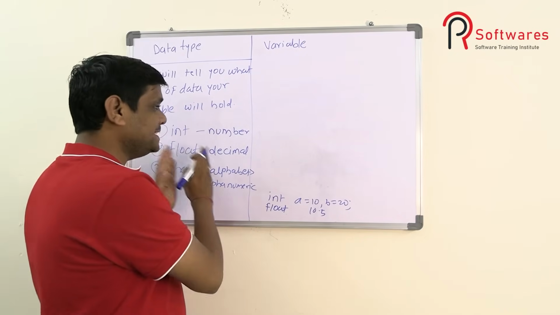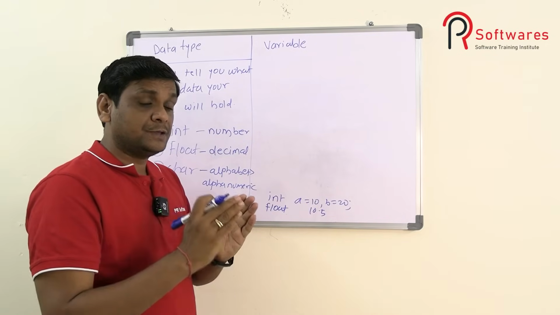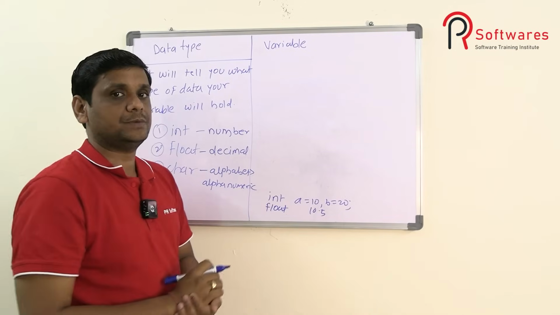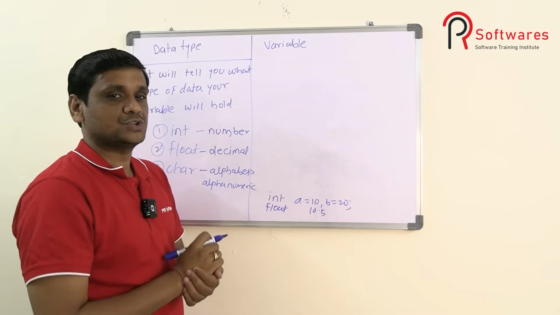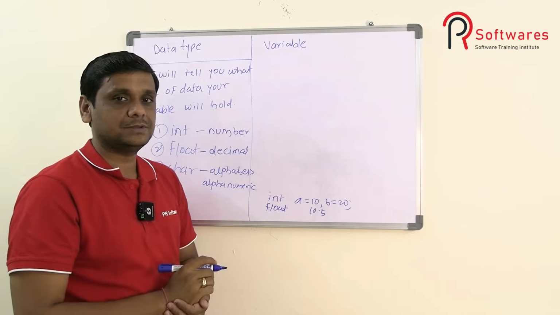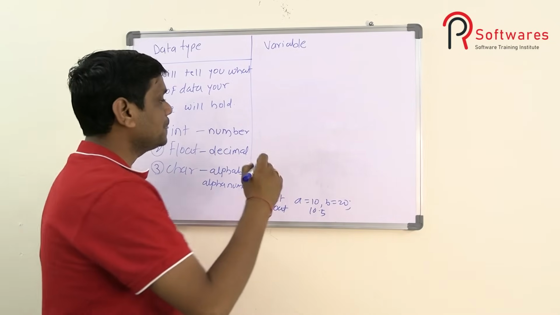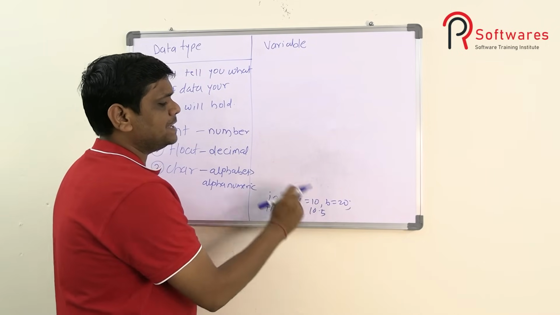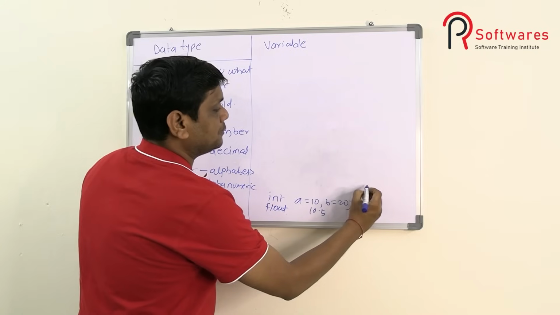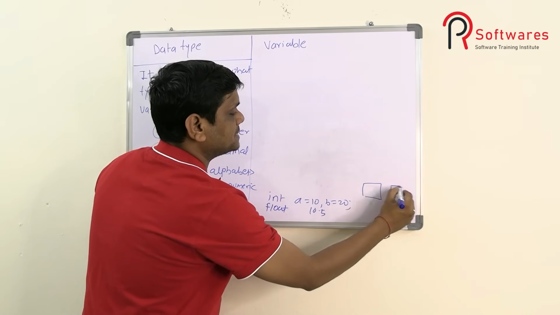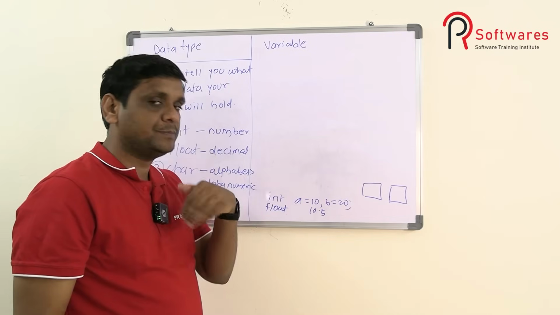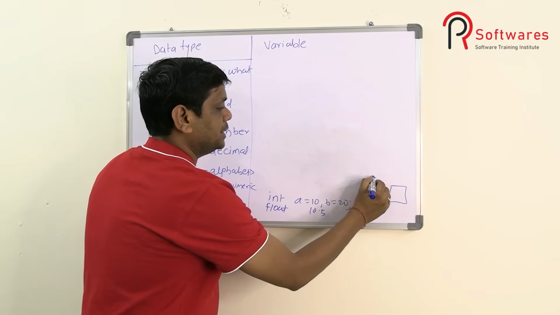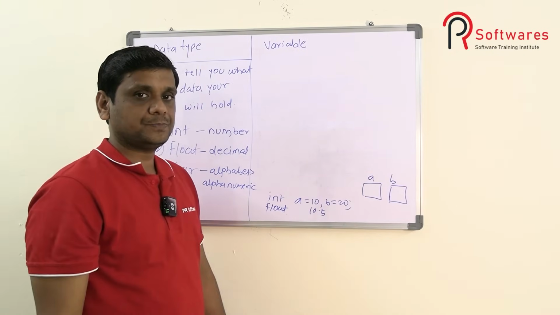So basically, the data type is telling you what we are going to store in this variable. But now your question is, sir, what is a variable? That we are going to discuss. Simple, understand one thing. Whenever I write A and B, internally it will create two memories, guys. However many variables there are, that many memories it will create. Right now, how many are there? Two. So it will create two memories, A and B.